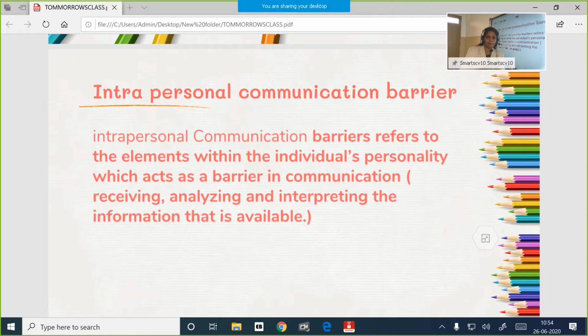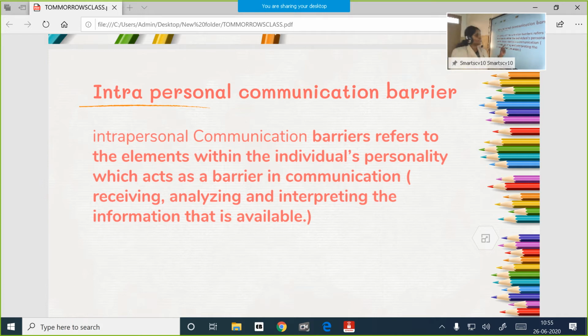See, there are certain people who always ask out, but there are certain people who never ask. They are called introverts. So all these are personal characteristics which prevent us from communication. Okay, so intrapersonal communication refers to the element within a person which acts as a barrier.